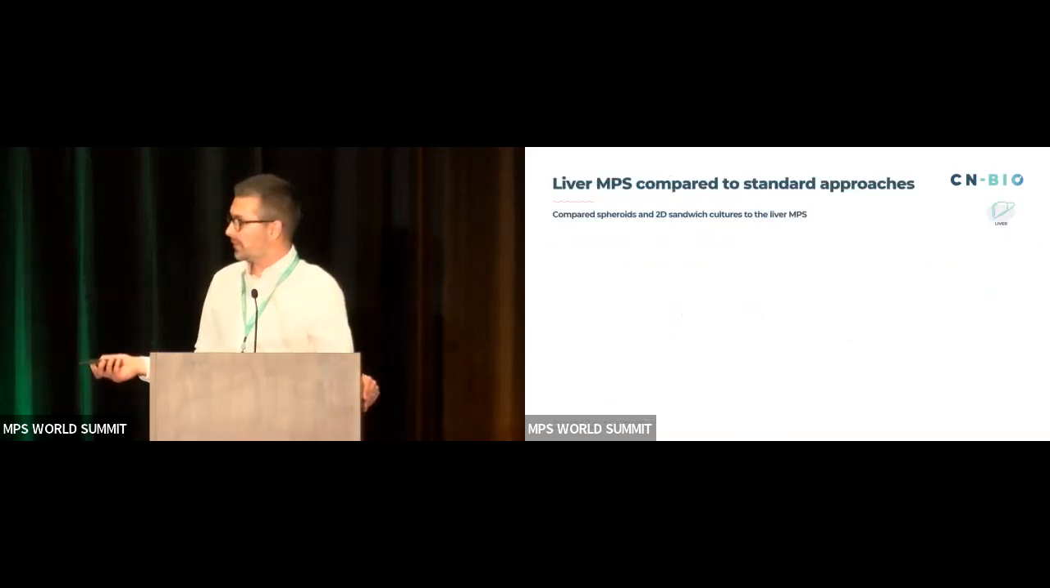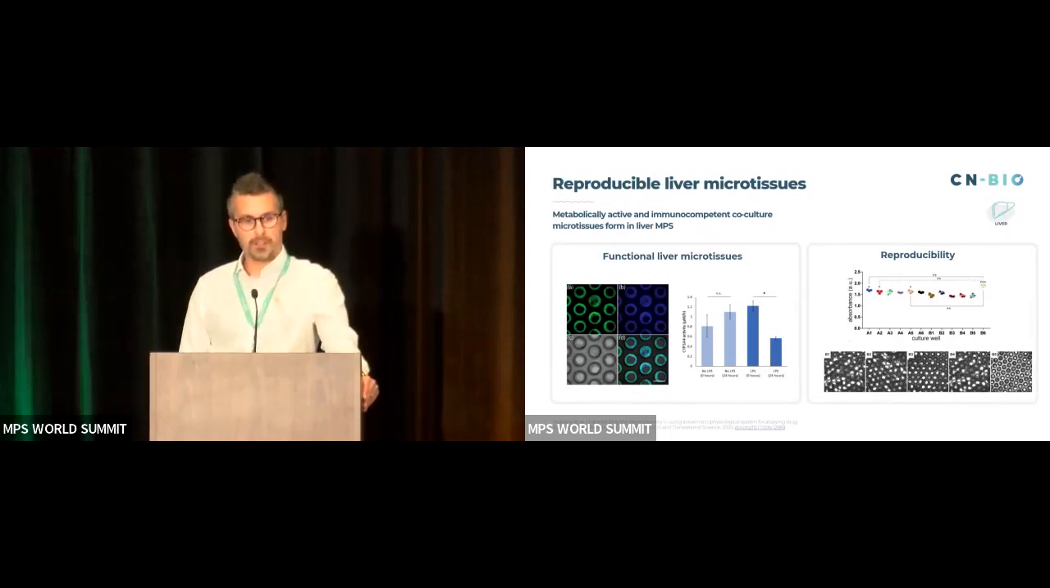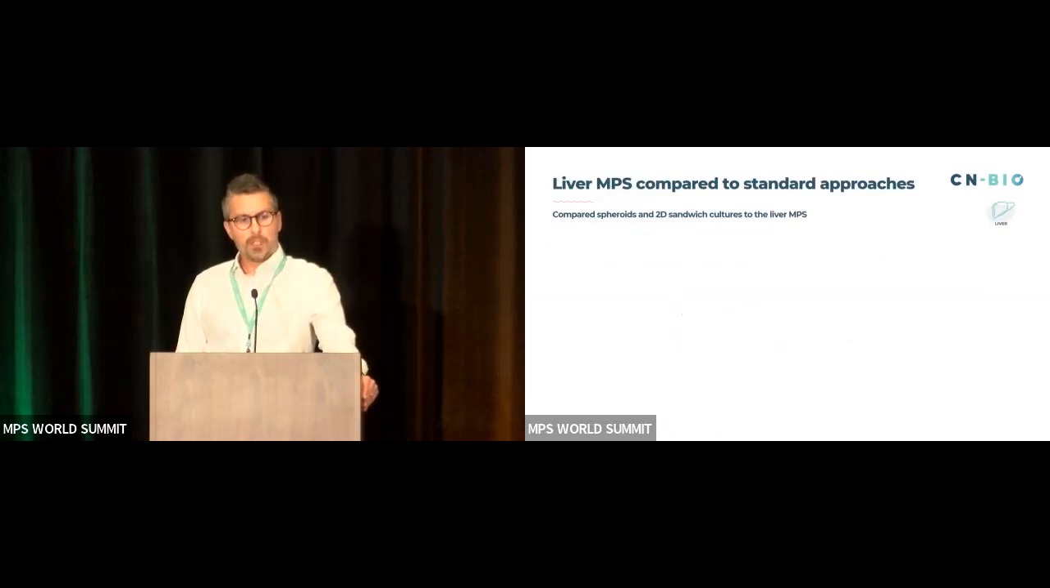And we assess the reproducibility of the system across different cell sources. What we then did was take the same cells, the same combination of hepatocytes and primary Kupffer cells, and put them into the liver MPS, and at the same time put them into spheroidal culture and 2D Matrigel or sandwich culture, and asked, are the same cells functional in all of these systems, and can they maintain their function?